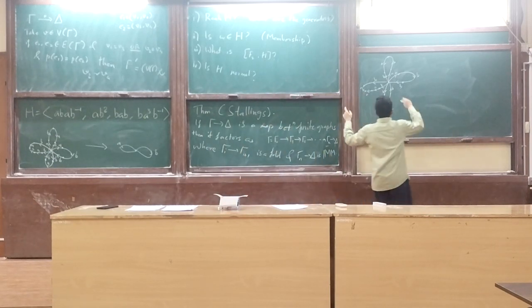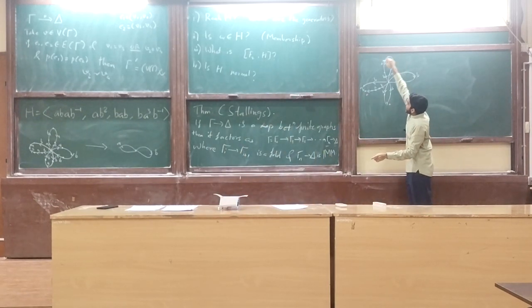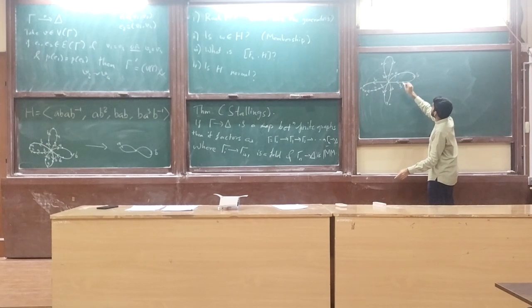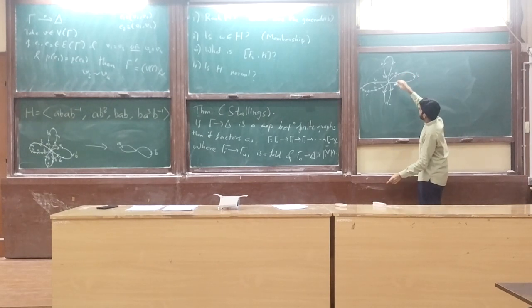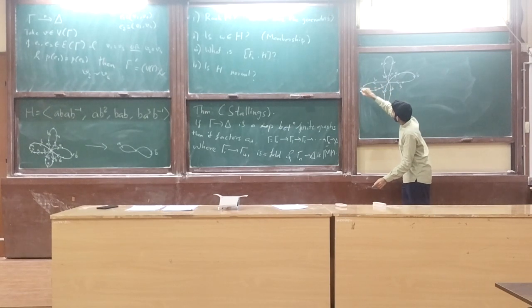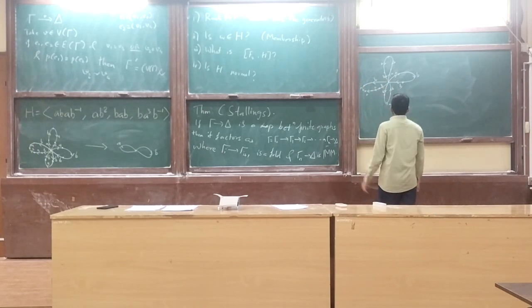If you don't believe me, just look at this. This is a b inverse. Then this is a b squared. Then this is b a b, and this is b a b inverse, which is b a cubed b inverse. So that's exactly the same as that.